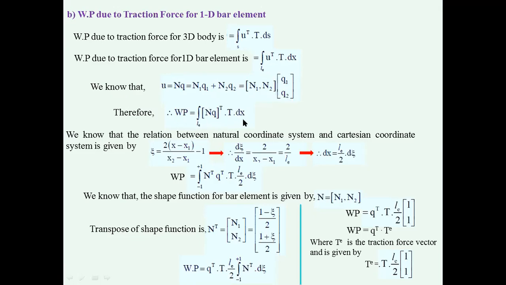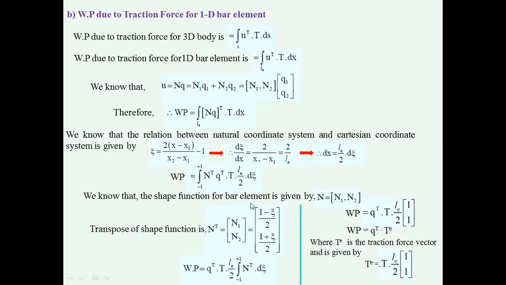Again, I have to replace the Cartesian coordinate system with the natural coordinate system for simplification. We know the relation between natural coordinate system and Cartesian coordinate system, which is given by this equation: zeta equals 2 times (x minus x1) by (x2 minus x1) minus 1. You differentiate this with respect to x, so we get dx equals LE by 2 into d zeta. Substitute this into this equation. Therefore, the work potential equals the line integral, which is replaced with minus 1 to plus 1, N transpose q transpose T, and dx is LE by 2 into d zeta.